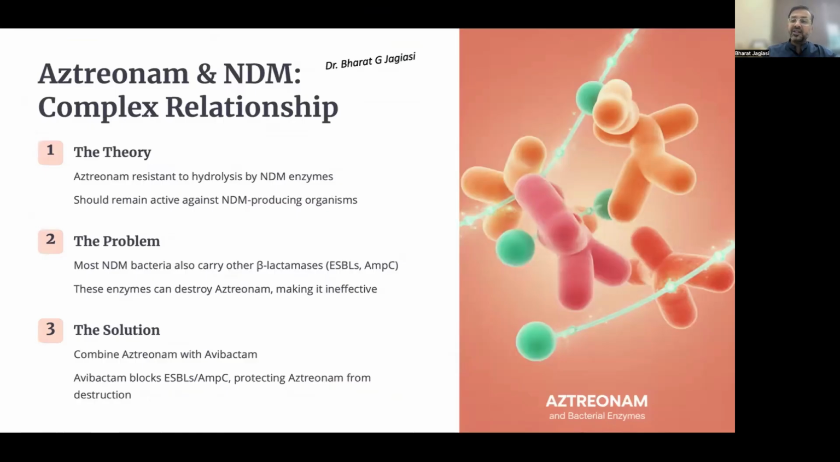So why this rationale of the aztreonam and NDM complex relationship? Aztreonam is resistant to hydrolysis by NDM enzyme. So it can be very well used when the resistance mechanism is NDM, and it should remain active against the NDM-producing organism. The problem here is NDM bacteria also carry other beta-lactamases, that is ESBLs and AmpC, and these enzymes can destroy aztreonam and make it ineffective. This is why the solution is we use a combination of aztreonam and avibactam. What avibactam does is it blocks ESBL and AmpC, protecting aztreonam from destruction, and aztreonam is very much resistant to hydrolysis by NDM enzymes, and it works very well.